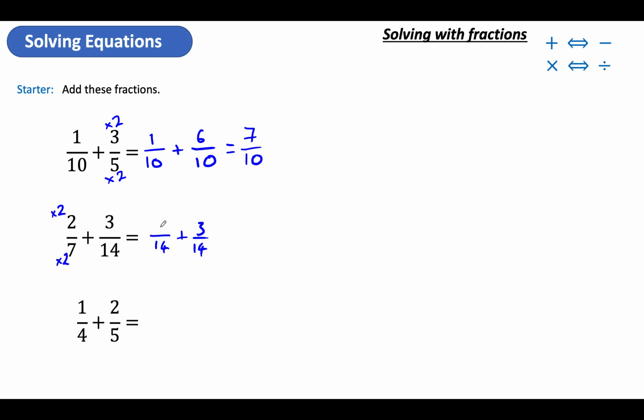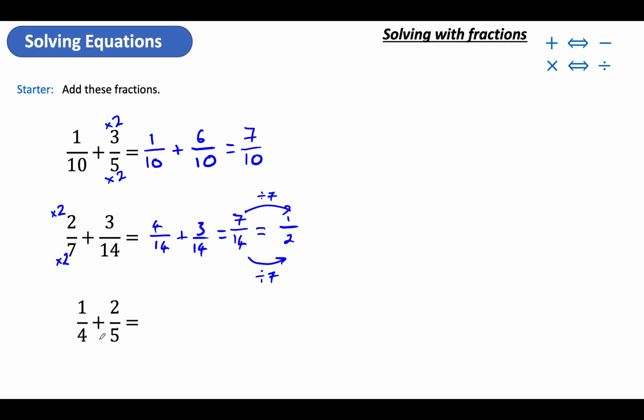So 2 times 2 is 4. And now they've got the same denominator, I can add them easily. 4/14 and 3/14 makes 7/14. Ooh, and I can simplify that a little bit further as well, because if I divide the top and the bottom by 7, because they both divide by 7, I will get a half. So 1 over 2 as well.